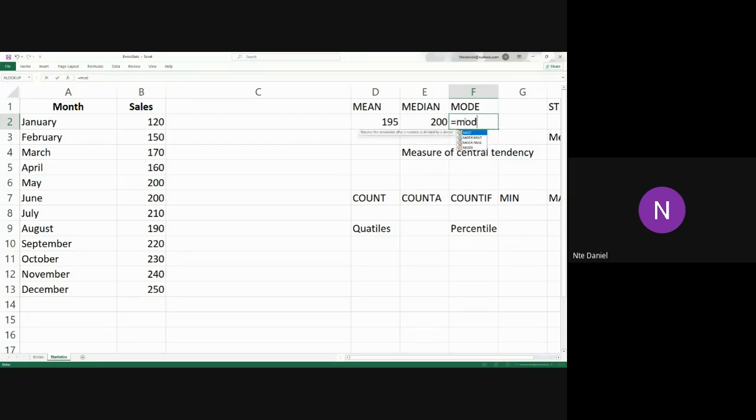I'm going to type in mode single. I'll run it down. Now, this mean, median, and mode, what are they called in statistics? Let me see how many people can get it. Inspire. Okay, measure of central tendency. Why are they called measures of central tendency? Because they are used to locate the set of values of a data set.